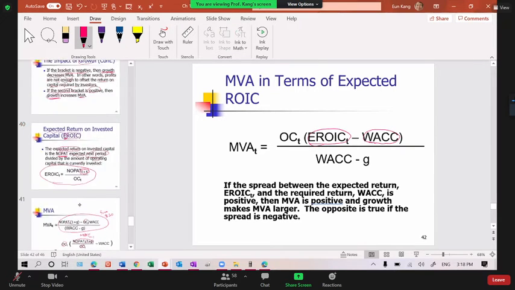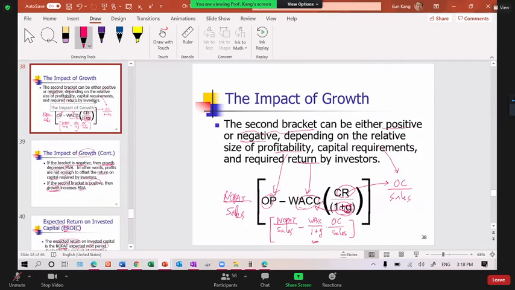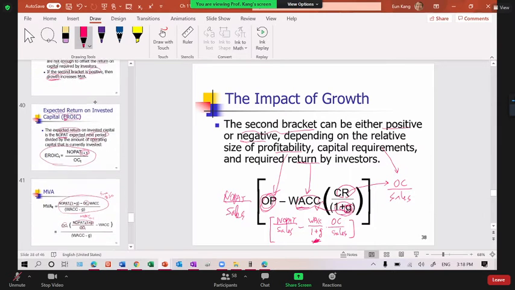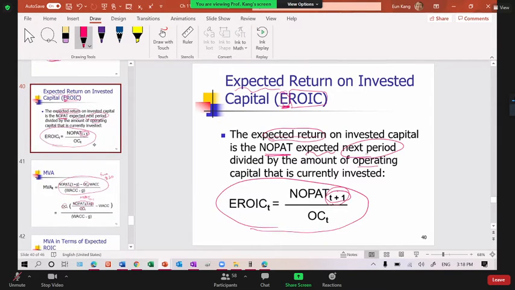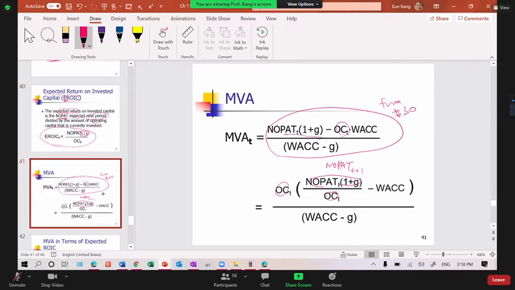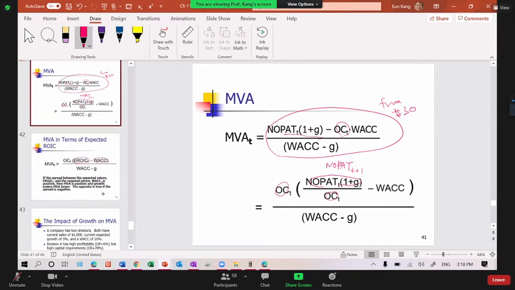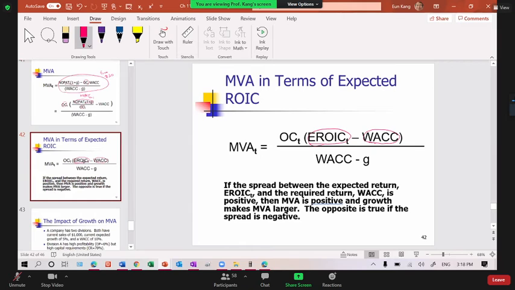But if you use it like this, you divide WACC by 1 plus G. Why? OP is not NOPAT t plus 1 over sales t plus 1. It's just NOPAT t over sales t. So there's no period involved. That's why you divide by 1 plus G, some concept, right? But this one, ERYC, already has one period involved. So if you use it this way, then 1 plus G is gone.